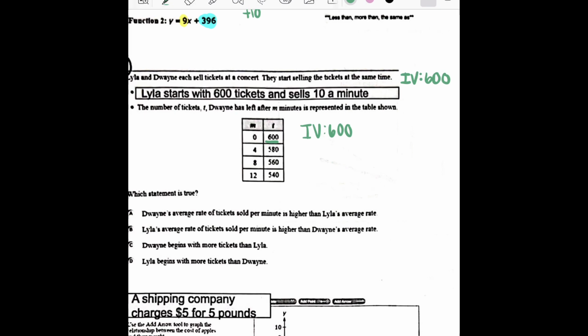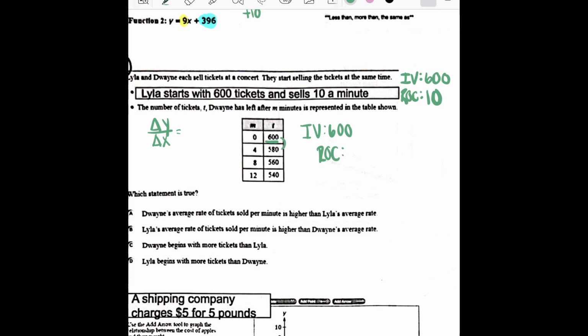The second thing you need to find is the rate of change or the slope. We're going to call this ROC, rate of change. So Lila sells 10 a minute. That is her rate of change. So her rate of change is 10. Dwayne's, we need to figure out from the table. Again, from our above example, our rate of change is change of y over change of x. Remember, rate of change and slope are the same exact thing.